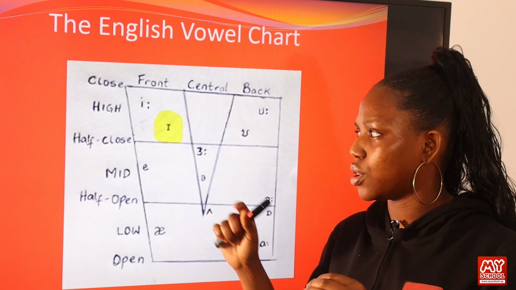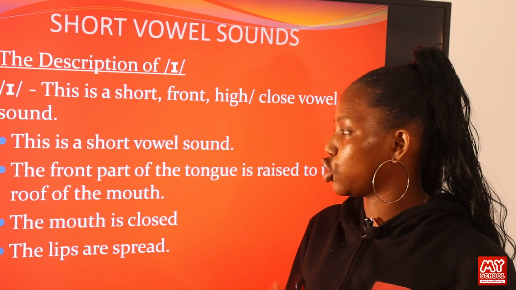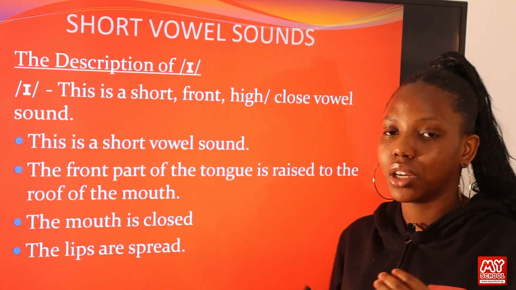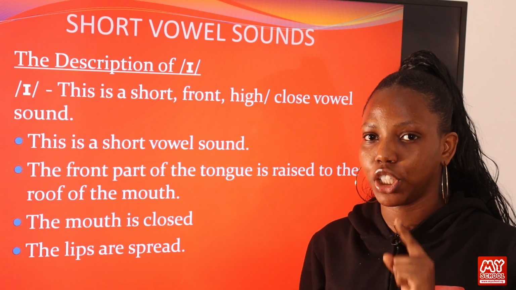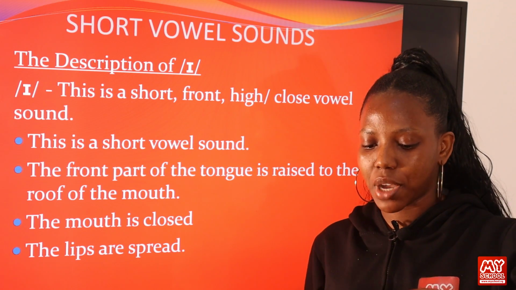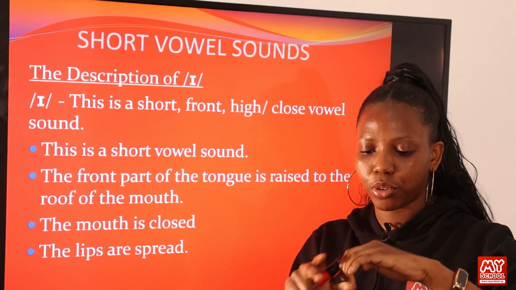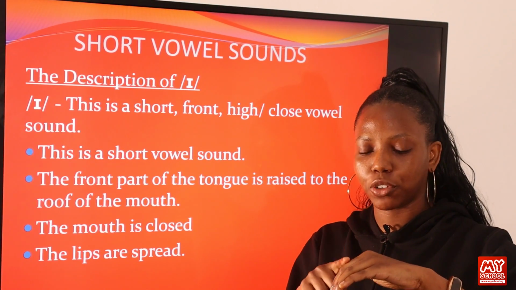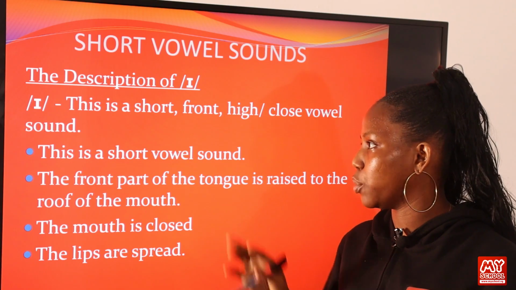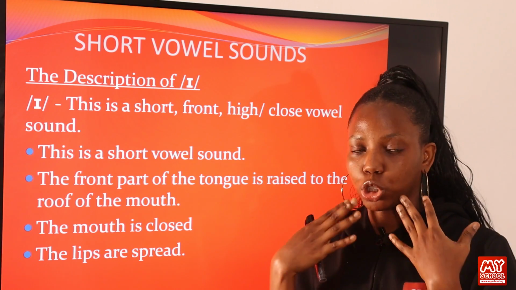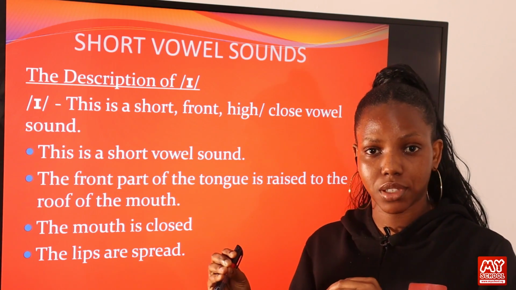Now let's go into details of this sound. This is a short front, close vowel sound, in the sense that the front part of your tongue is raised towards the roof of the mouth. Let's imagine this is the length of your tongue and this is the tip. The tip is going down and this part of your tongue is going up, is raised to the roof of your mouth. And when we talk about closed, your mouth is not open, the jaw does not drop. It's slightly open, but we still call it a closed vowel sound.